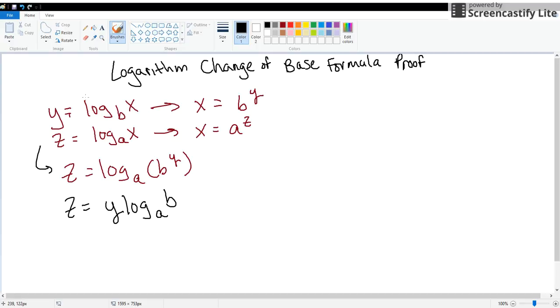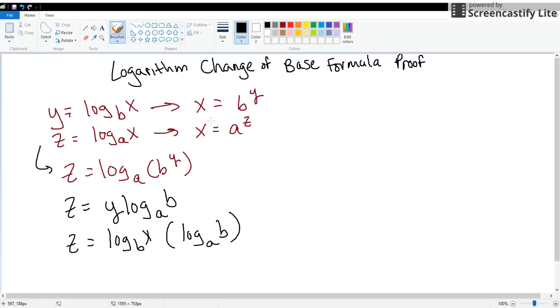Okay, so where do we go from here? Well, I know that I have a y that's being multiplied by log base a of b, and I already have a definition for y up here. I said that y is equal to log base b of x. So I could rewrite z as log base b of x times log base a of b.